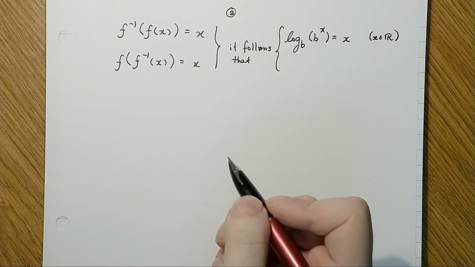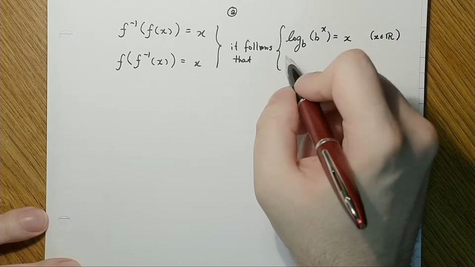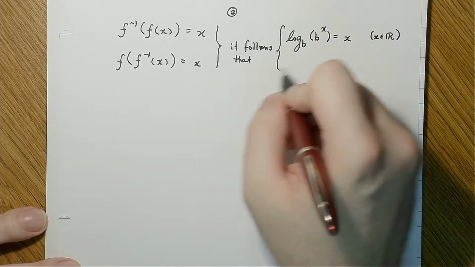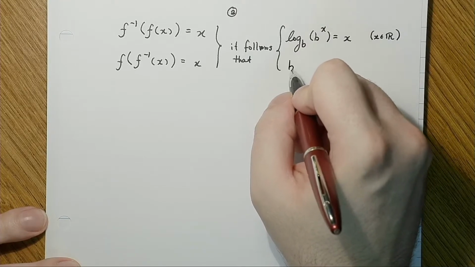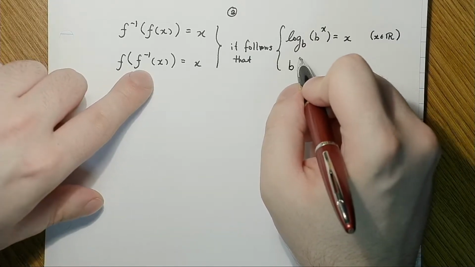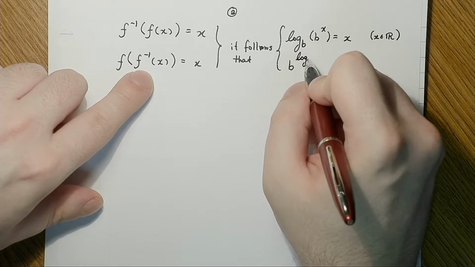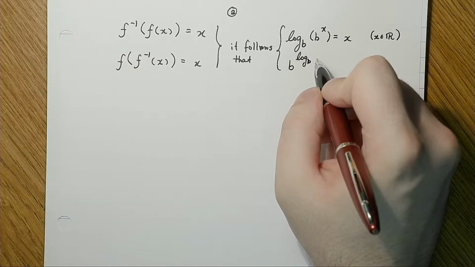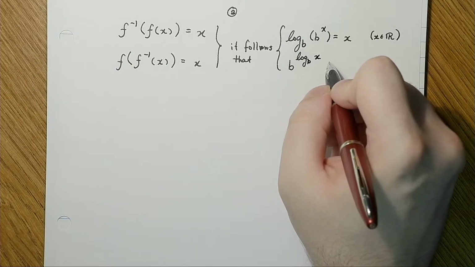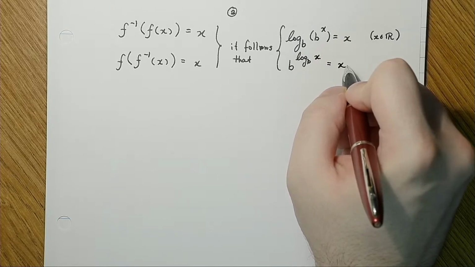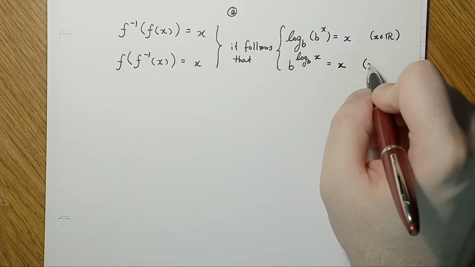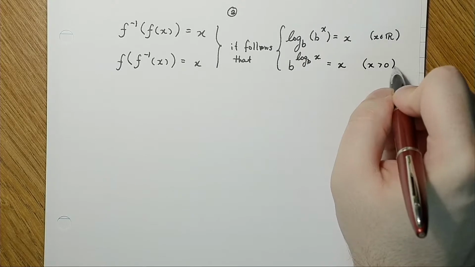And if I change the order, so instead I have b to the log base b of x, that's equal to x as well. Now that only holds for x is greater than 0.